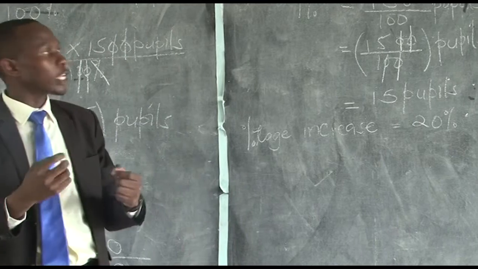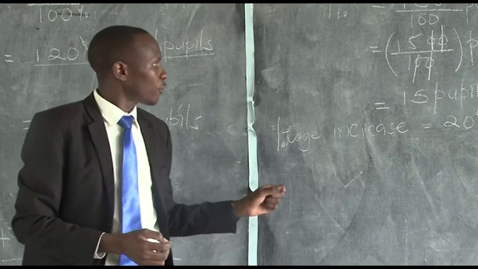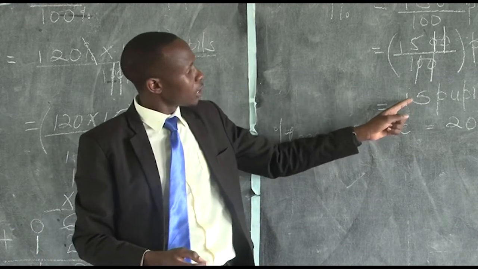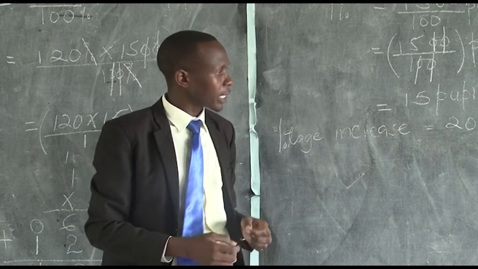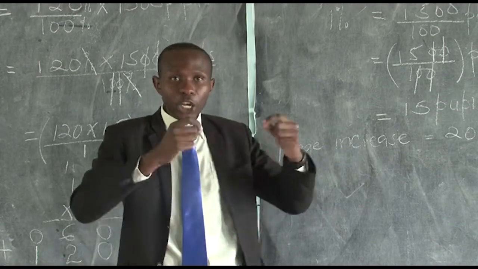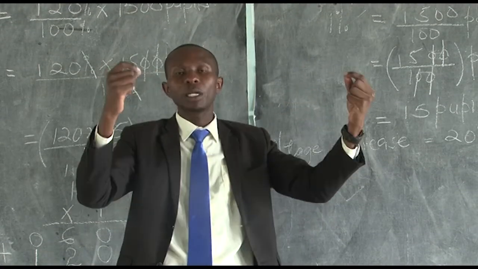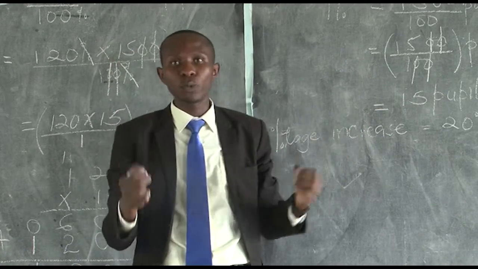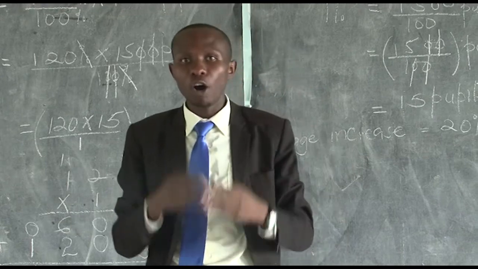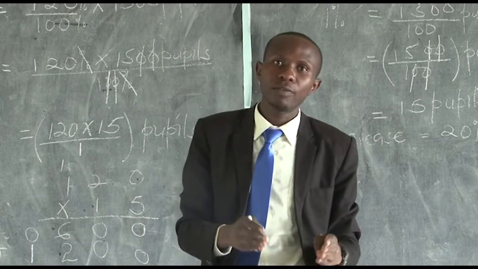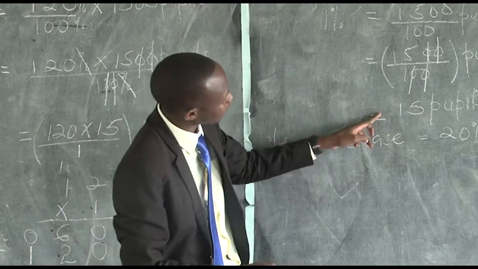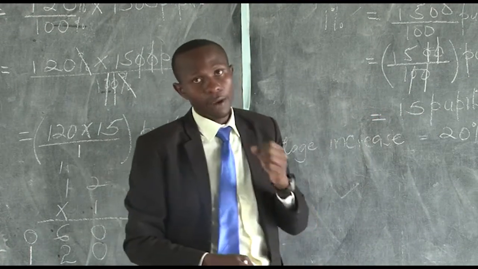20%. Then I ask myself, if 1% gives us 15, then what about 20%? The increment, we are now dealing with the increment. We want to find out the number of pupils who were increased specifically by 20% of the original number of learners who were at school. So we know very well that 1% is representing 15 pupils.